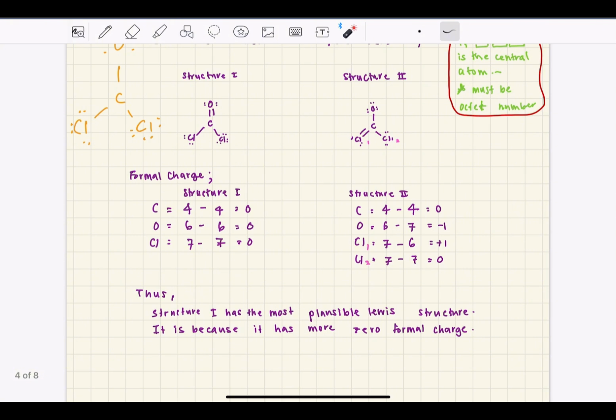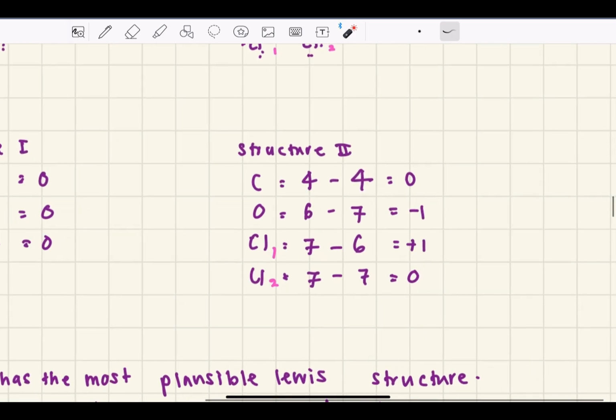To know the most plausible Lewis structure, it must have more zero formal charges. And when you write the formal charges, you have to write the positive and negative signs like this: positive 1 and negative 1. You cannot just write 1. Even though you know that 1 is equal to positive 1, you must show the positive sign.